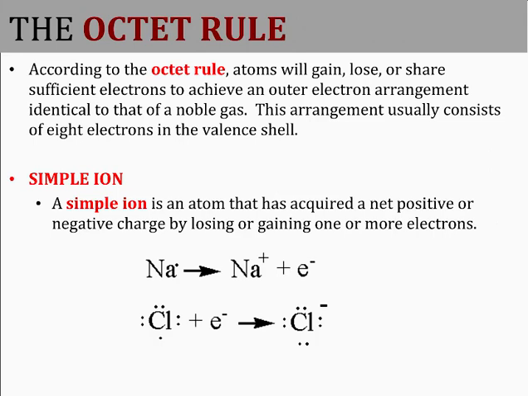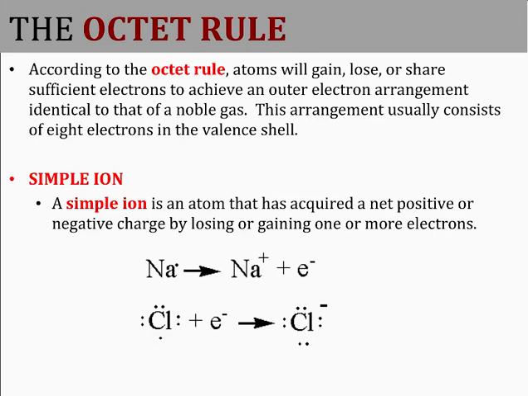Now, what's really driving the transfer of electrons or the sharing of electrons is what's called the octet rule. According to the octet rule, atoms will gain, lose, or share sufficient electrons to achieve an outer electron arrangement identical to that of a noble gas. So remember, noble gases have typically 8 valence electrons, other than helium. So this arrangement usually consists of 8 electrons in the valence shell.